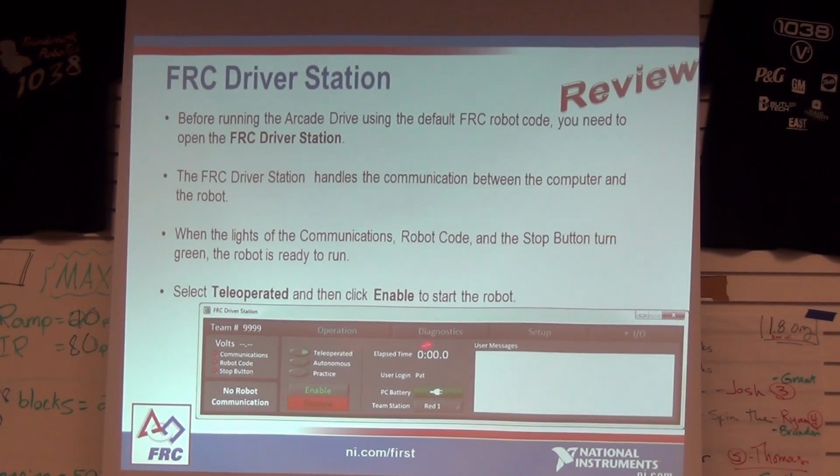This is the diagnostics tab I was mentioning earlier, where if there's something going on with the robot, you can look at the diagnostics tab to find some indicator as to what might be going wrong. It's actually a text box that fills in with errors or warnings.